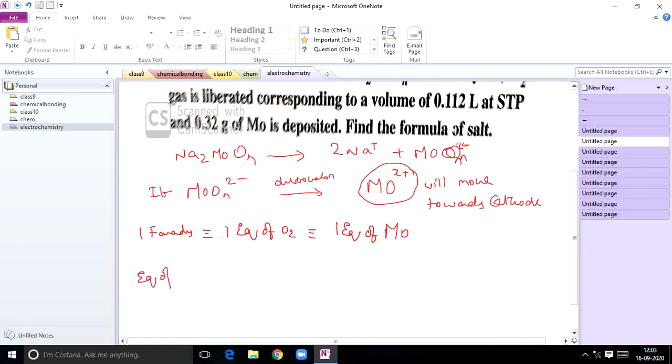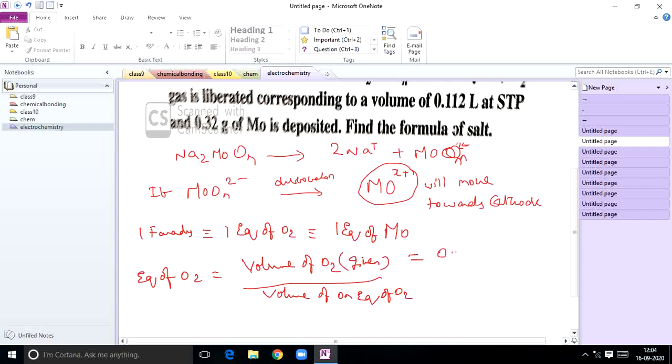Number of equivalents of oxygen is equal to, already we have used the formula, volume of oxygen given in liters divided by volume of 1 equivalent of oxygen. So here the volume of oxygen given is 0.112, divided by the volume of one equivalent of oxygen.